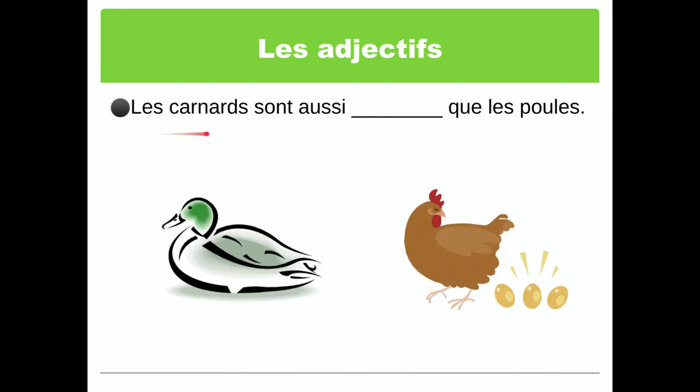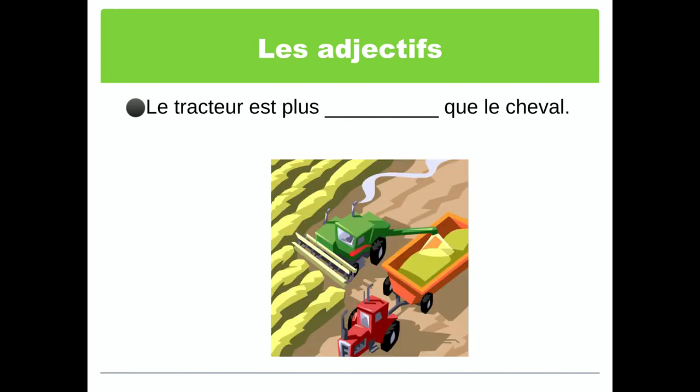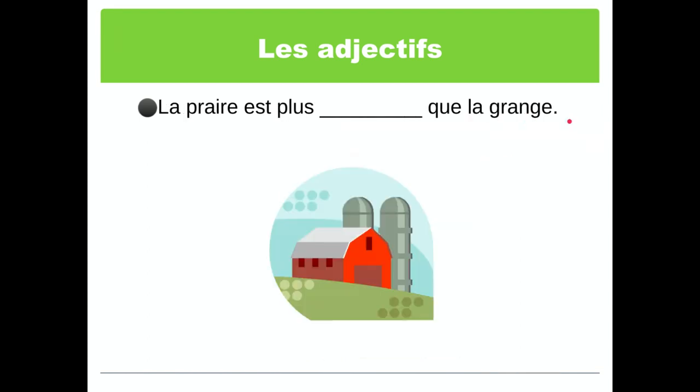Les canards, ça c'est une canarde. Les canards sont aussi que les poules. So tell me what form of the adjective we need. Le tracteur, ça c'est le tracteur, est plus que le cheval. Et le cheval was the horse. La prairie est plus que la grange. Remember, ça c'est la grange, and la prairie, c'est facile, the prairie.